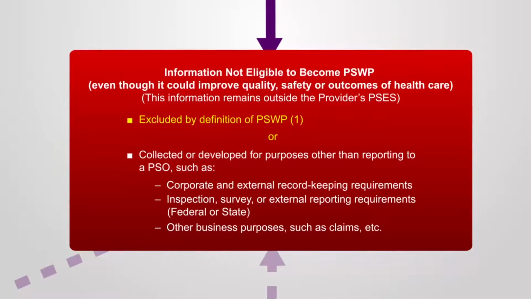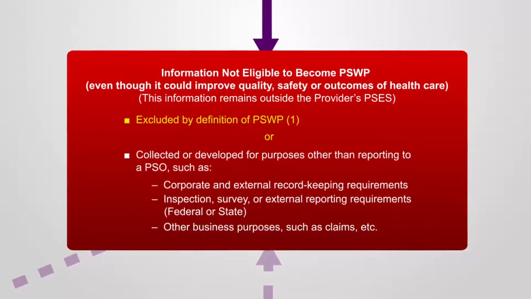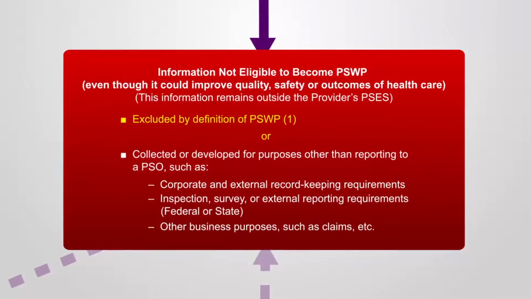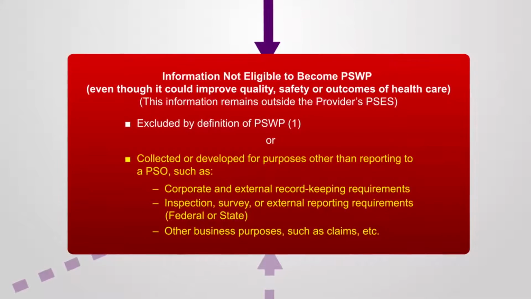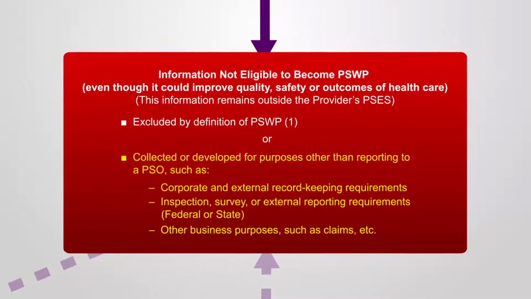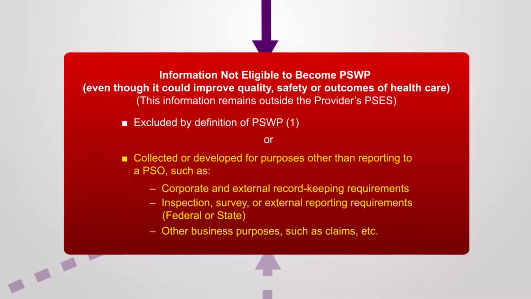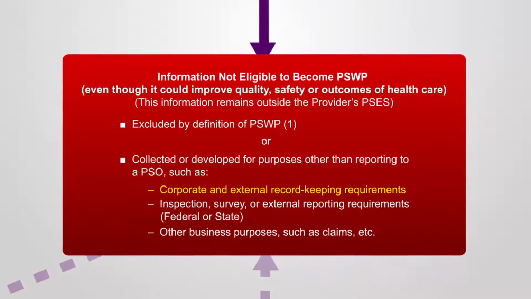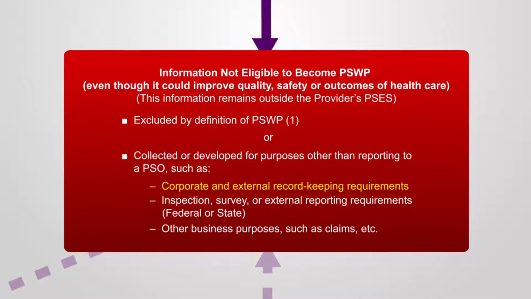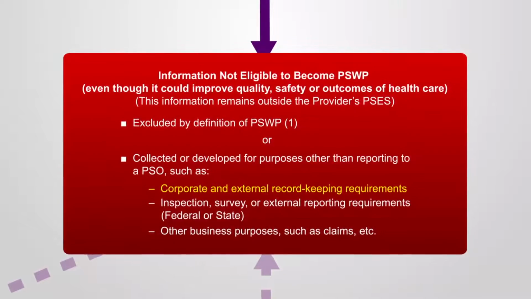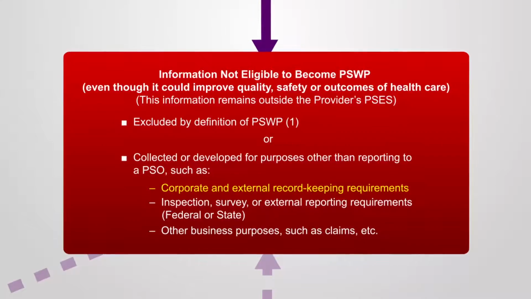The most obvious examples of information collected or developed for another purpose are those stated as exclusions in the definition of PSWP: the patient's medical record, billing data, and discharge information. The exclusions are represented in the first line of the box to the right. But there are many other examples of information developed for other purposes. The three listed sub-bullets provide examples of information collected or developed for other purposes. An example of information developed for corporate requirements is information that a provider needs to collect or develop for risk or claims management purposes, whether the provider is working with a PSO or not.